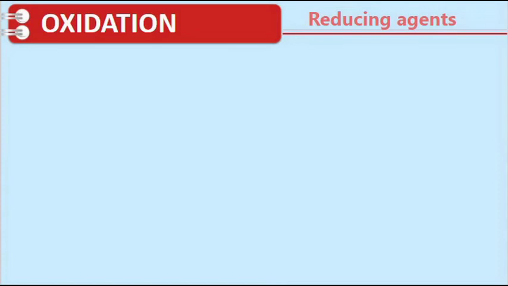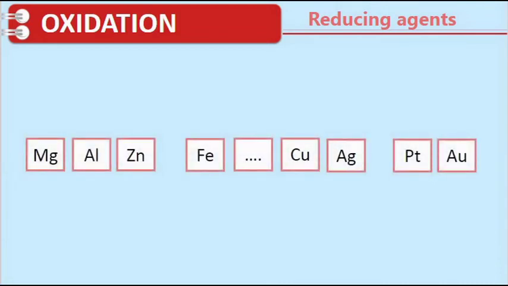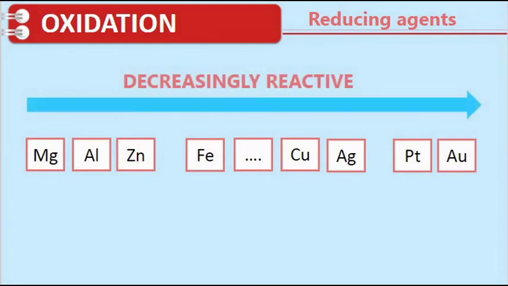The second factor is reducing agents. When nitric acid reacts with different metals, it gives different products of nitrogen, depending on the reactivity of the metal. As we go across the metal chart at the top of this slide, the reactivity of the metal decreases. The higher the reactivity, the smaller the oxidation number of the nitrogen product.